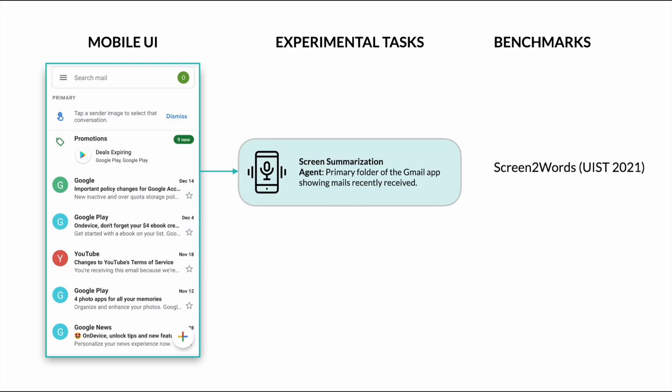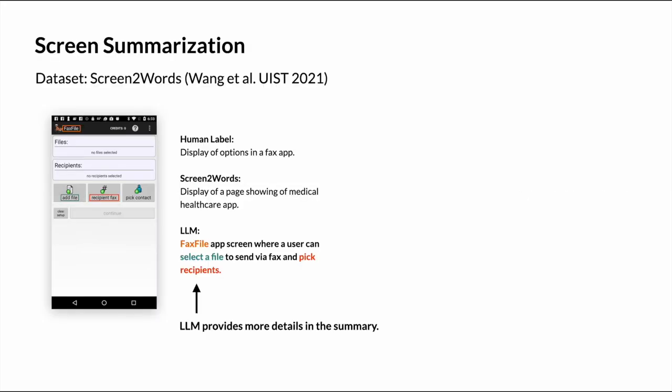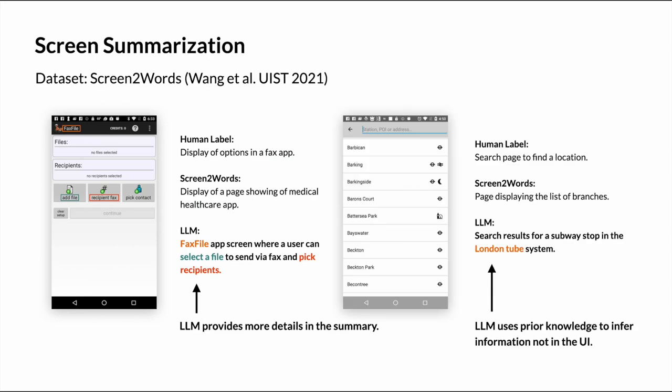The second task is screen summarization. Given a screen, summarize its purpose and main functionality. The task was originally proposed in our prior work published at UIST 2021, which proposes a benchmark model, Screen2Words. We compared our LLM approach with the benchmark model. We found that LLM uses more screen details to generate screen summaries, while Screen2Words tends to generate more generic summaries. Interestingly, LLMs can use their prior knowledge to help write the summaries.